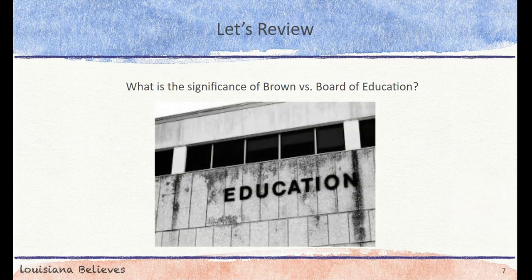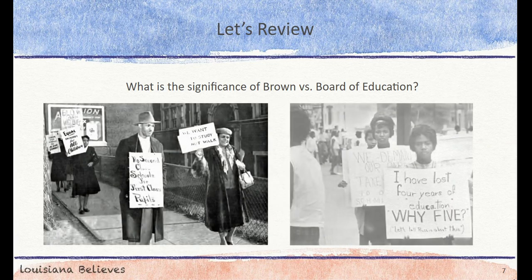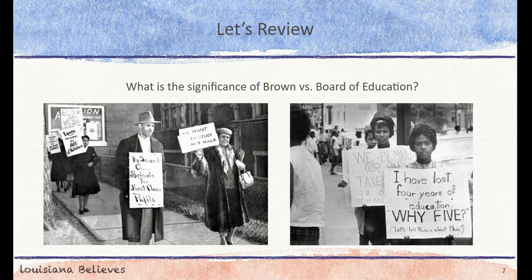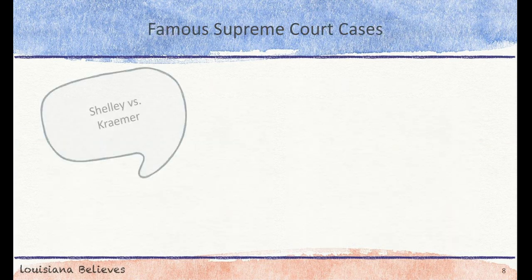Let's review. Brown v. Board of Education was one of the most famous Supreme Court civil rights cases and resulted in a landmark decision against school segregation. The court ruled that separate public schools for Black and white students were inherently unequal and therefore unconstitutional under the 14th Amendment.